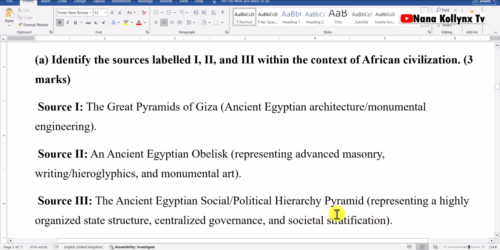So these were the names of the sources: the political hierarchy pyramid and the Egyptian obelisk. That one, if you're not careful, you might think it was the Axumite stela, the source 2. So be very careful. Or the source 2, you might think it was an Axumite stela.